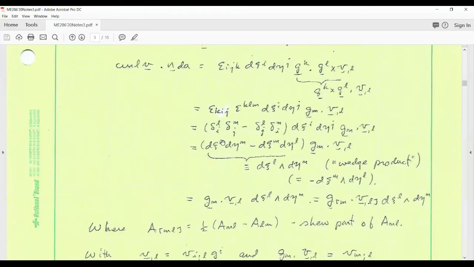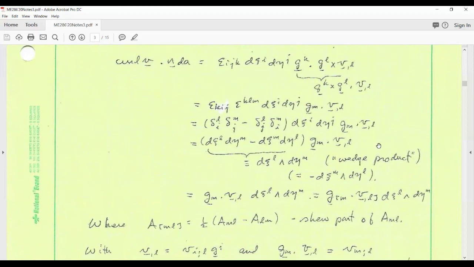This again is too much to write down. So people use this notation with a wedge in between d psi L and d eta M. This is called the wedge product, and this is a standard notation in differential geometry, especially in the more modern literature. In a sense, it encapsulates the notion of surface area. An oriented surface area involves the wedge product of these coordinate differentials with the basis.